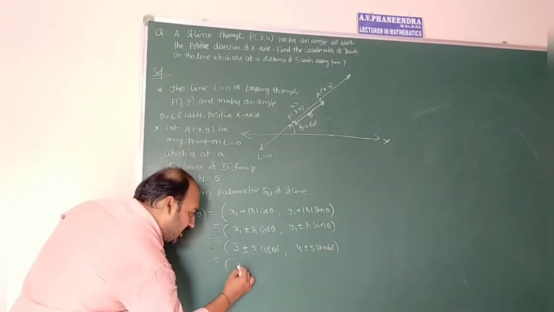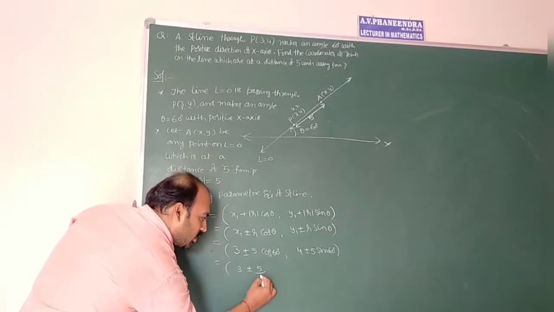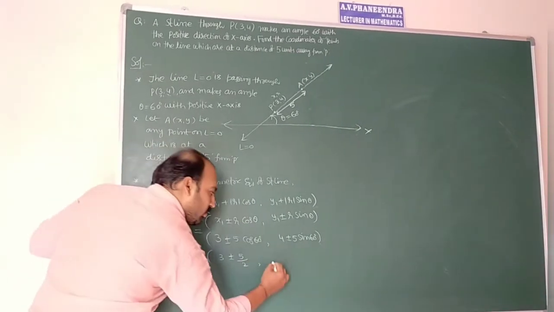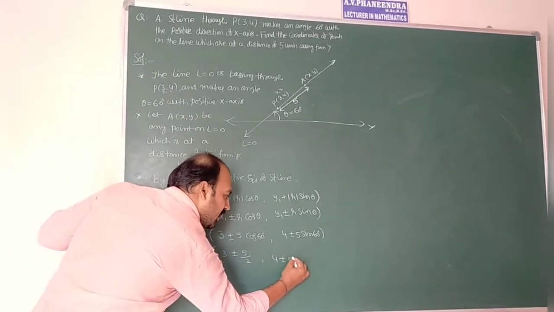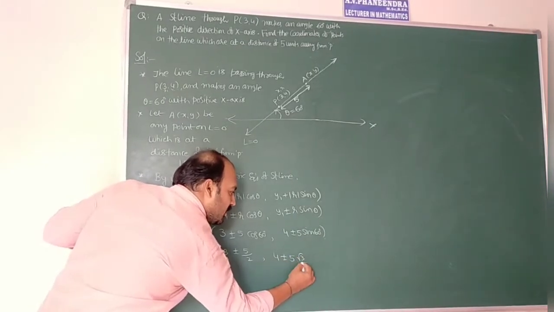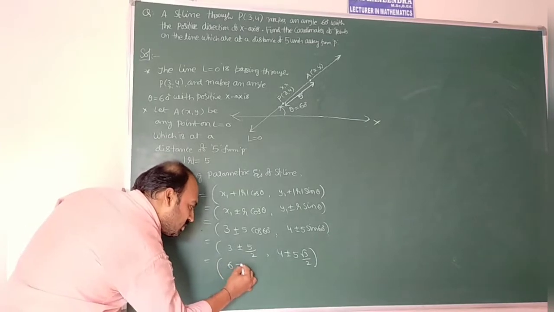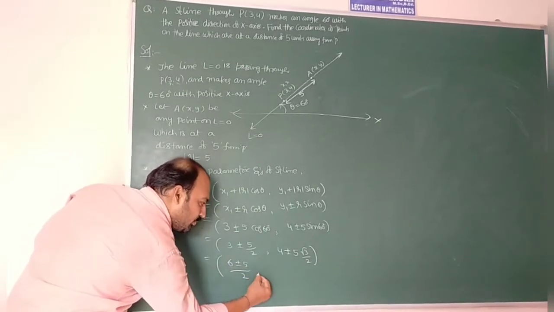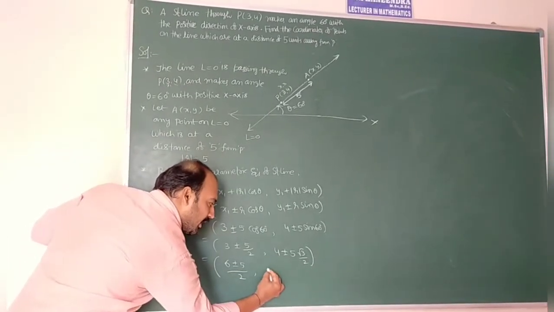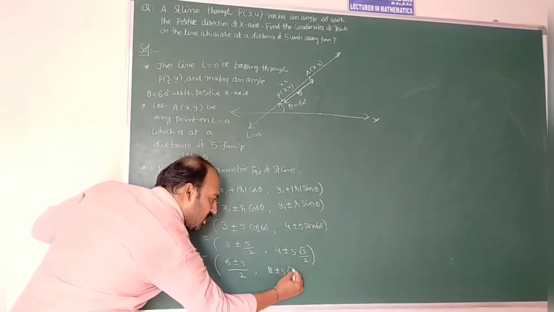Which is equal to 3 plus or minus 5 into cos 60, which is 1 by 2, and 4 plus or minus 5 into sin 60, which is root 3 by 2. So take LCM: 2 threes are 6, so 6 plus or minus 5 divided by 2, and 4 twos are 8, so 8 plus or minus 5 root 3 by 2.